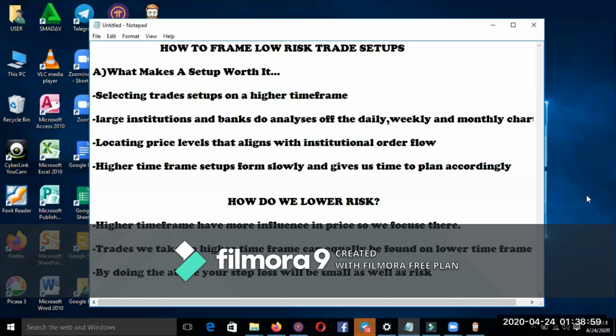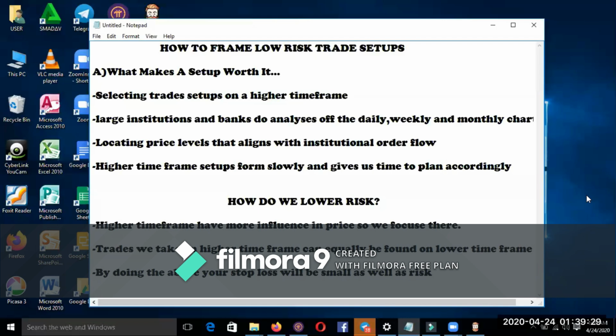The longer the time frame, the longer the period for the objective to be attained. The shorter the time frame, the shorter the time the setup will take to reach its objective, if only you know what you're doing. That's what it means when we say trades we take on a higher time frame can equally be found on a lower time frame. It's not because you can find your setup on a higher time frame that you won't find the same setup on a lower time frame. You will absolutely find them on a lower time frame, but they react quicker there than maybe on a daily.